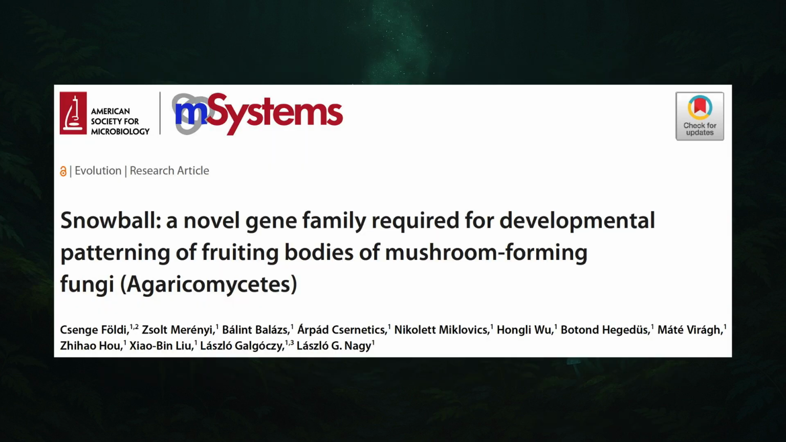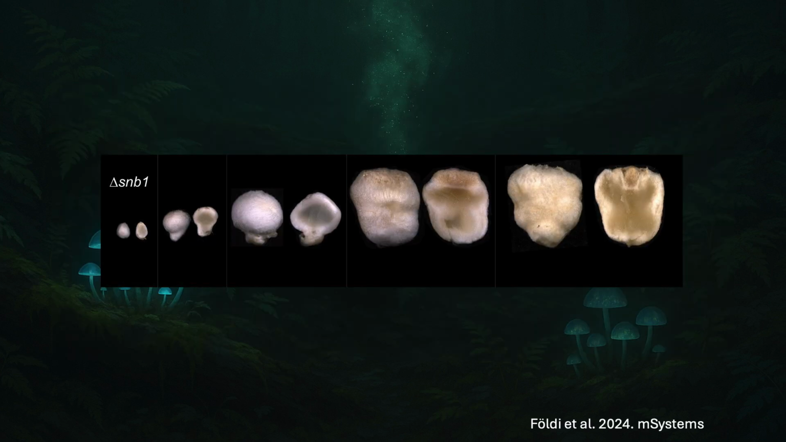Recently, Fuddy and collaborators investigated an interesting gene that is nearly completely inactive in vegetative mycelia. When they deleted this gene, mushroom development was arrested at an early stage. The fungi stayed as these cute, fluffy primordia instead. Because of this, the gene was named Snowball1.